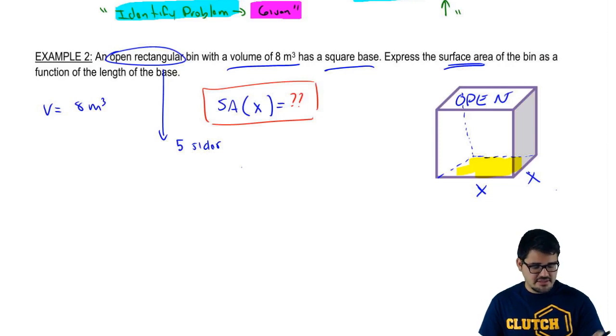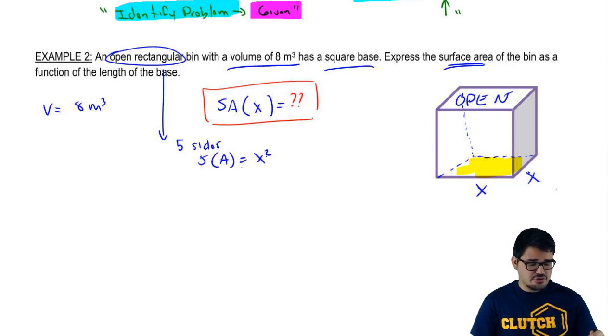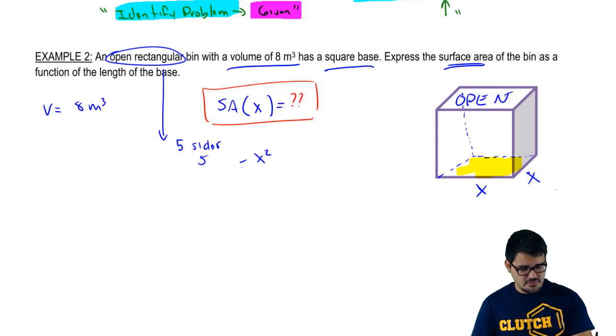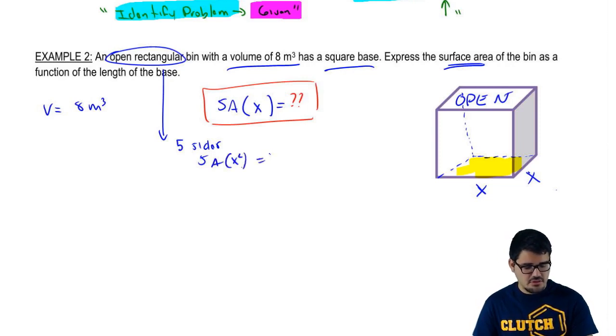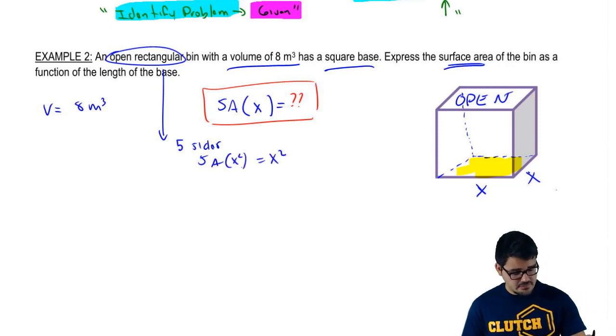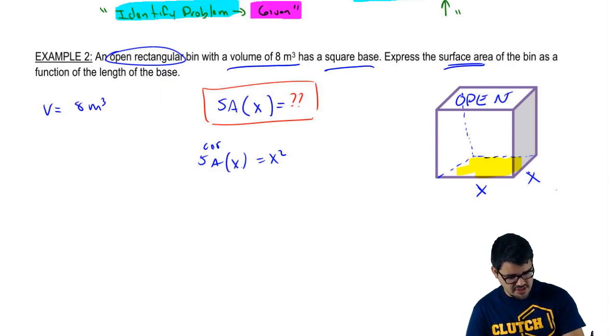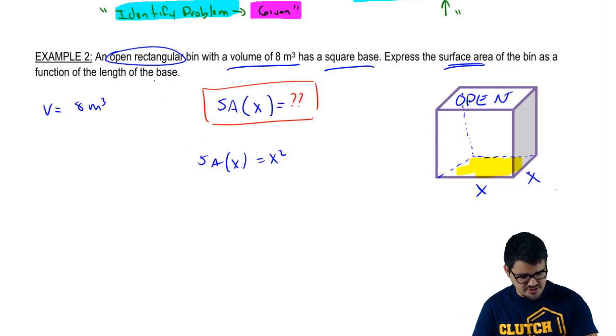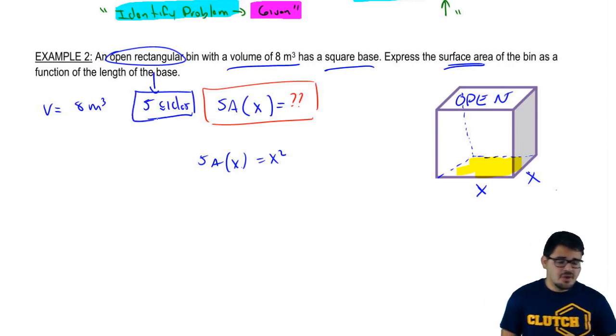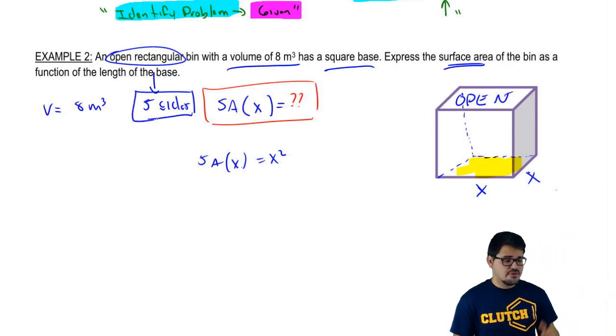I'm going to say that it's x squared. So far we're good because everything is in terms of x. And I'm going to move this whole 5 sides thing over here to make ourselves more space. So we have taken care of one of the sides, which is the bottom.